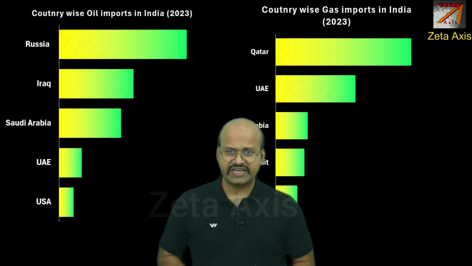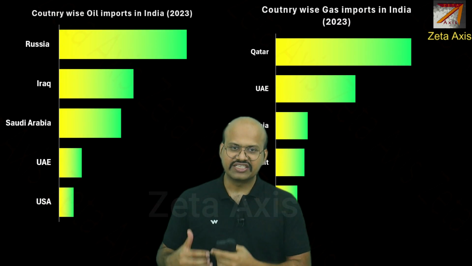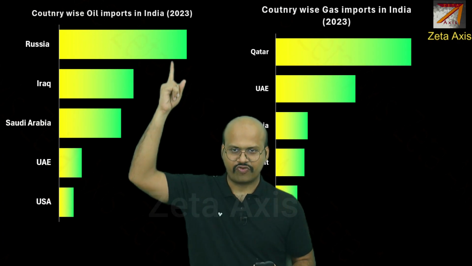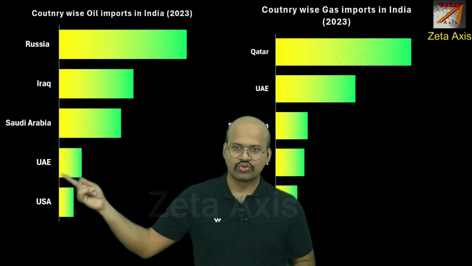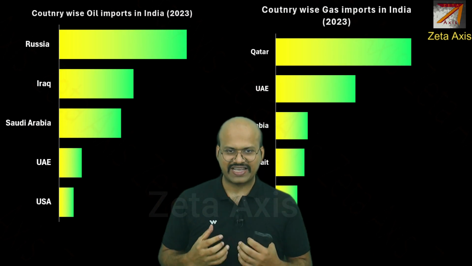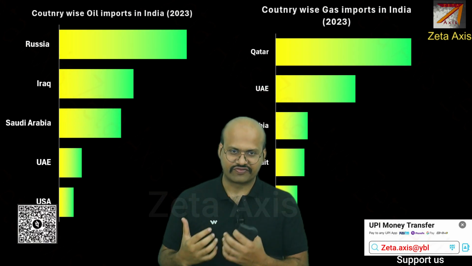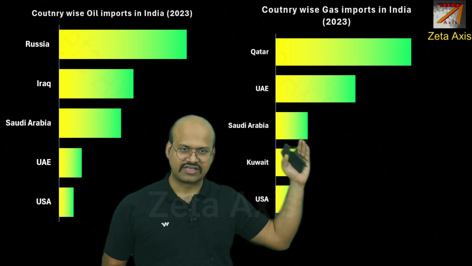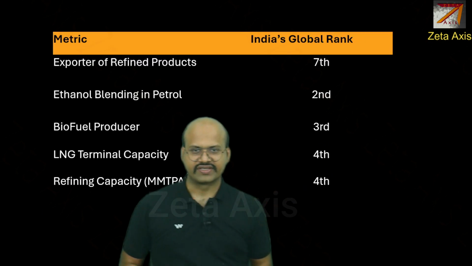Now, if we see country-wise oil imports, that is, the regions from where India imports oil. So Russia currently is at the top, followed by Iraq, Saudi Arabia, UAE, and USA. And if we see country-wise gas imports, that is, natural gas imported from countries by India, Qatar is at the highest, followed by UAE, Saudi Arabia, Kuwait, and USA.